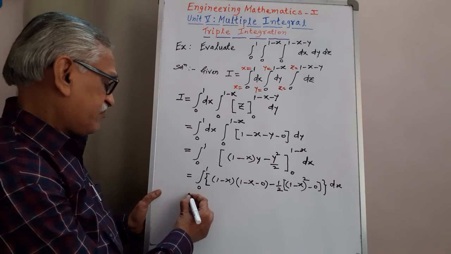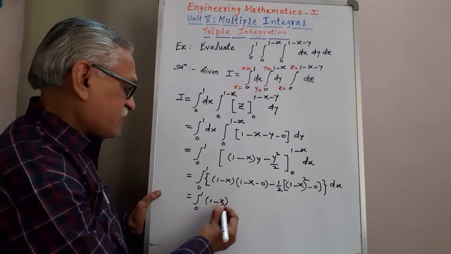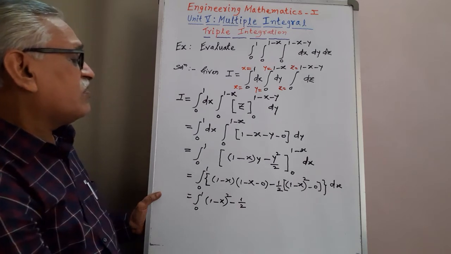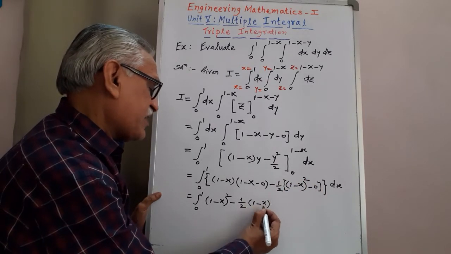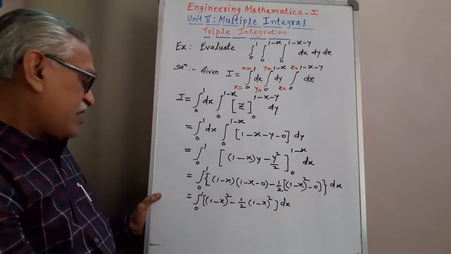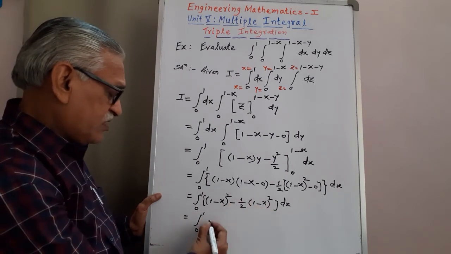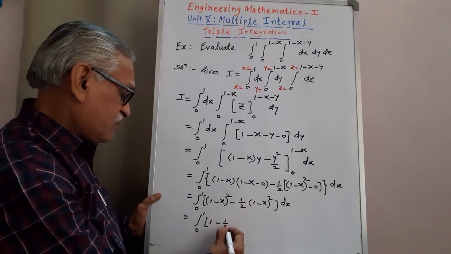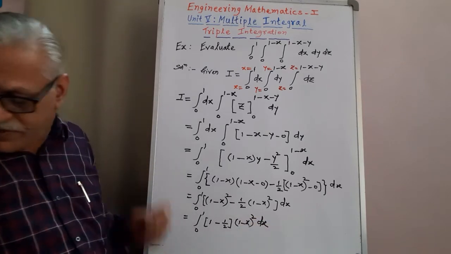Okay, and therefore it is integral from 0 to 1, this 1 minus x and this 1 minus x, it becomes 1 minus x bracket square, minus 1 by 2, 1 minus x bracket square, its integration with respect to x, and therefore it is integral from 0 to 1, taking 1 minus x bracket square as a common term, remaining terms are, here it is 1 minus 1 by 2 and 1 minus x bracket square, which we have to integrate with respect to x.